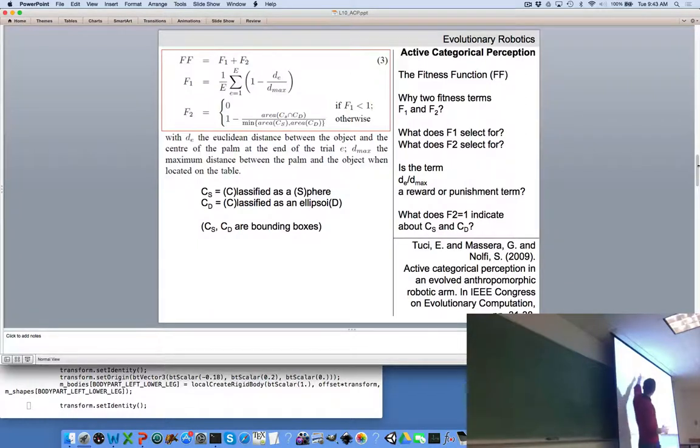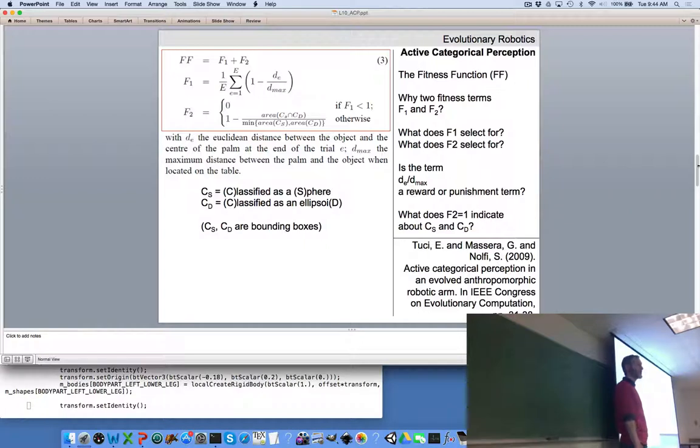Okay, if it gets an F1 of less than 1, it gets nothing for F2. So we're not going to worry about F2 until the robot has evolved the ability to maintain contact with all 16 objects. Once we get an F1 equal to 1, we're going to give it additional points through F2.